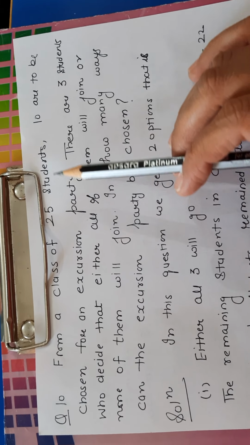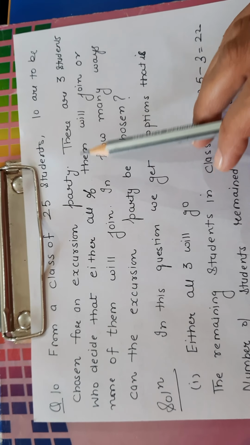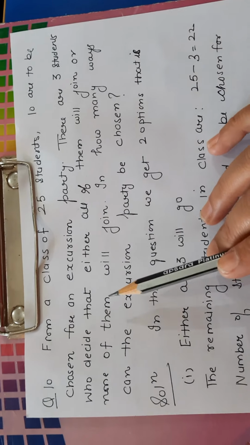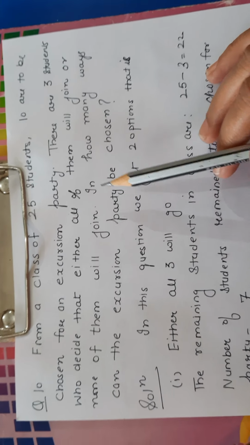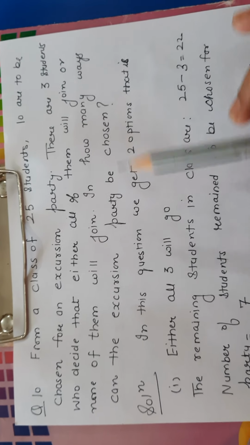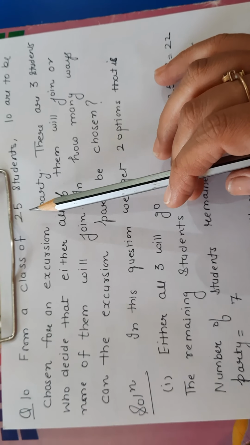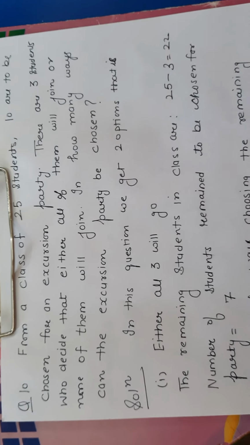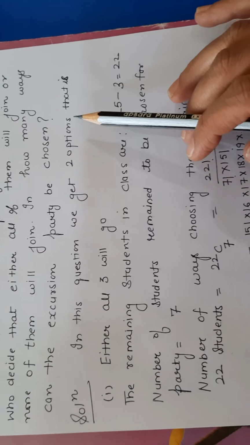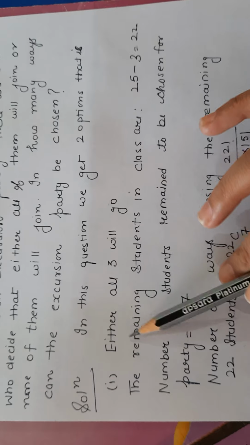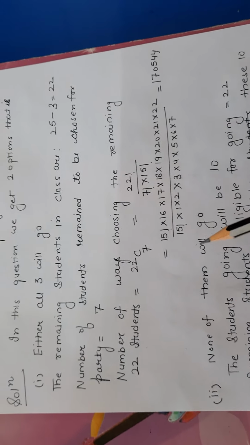From a class of 25 students, 10 are to be chosen for an excursion party. There are 3 students who decide that either all of them will join or none of them will join. In how many ways can the excursion party be chosen? Now, the total students are 25 and for the excursion only 10 students will be there. So we have 2 options in this problem. Either all 3 of them will go, and the second part is none of them will go.